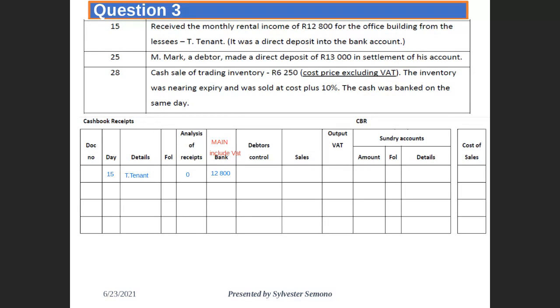The reason why I went to the bank directly is because of this. This makes a difference. Direct deposit means they did not come to the business and pay at the counter. They went directly to the bank. So even here, I must go directly to the bank, because if I put it under analysis, this means that they came to the business and paid us on the counter. That's why I can't put it here. I will put it directly there. So can I see yes on the chat so that I can know that you understand?